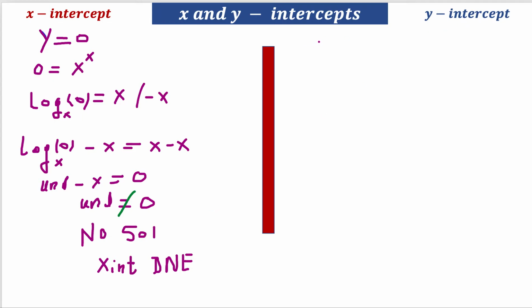The y-intercept: we set x equal to 0, and y is equal to x to the x. Okay, just let me take a blue. If we plug in 0 to the exponent 0, this form is indeterminate. And according to elementary calculus, the y-intercept doesn't exist.